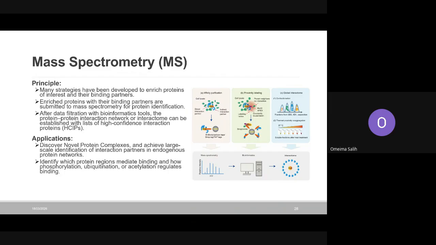pull down assay we just mentioned, or affinity process that is interacting the two proteins and enriching them. And then this complex of protein, you can study more with mass spectrometry. So the use of mass spectrometry, it identifies the type of interaction between the two proteins.